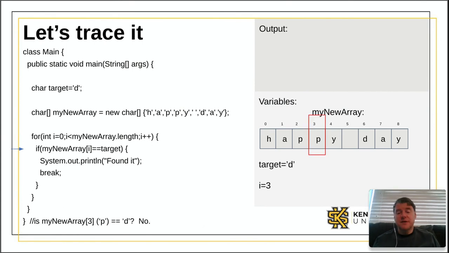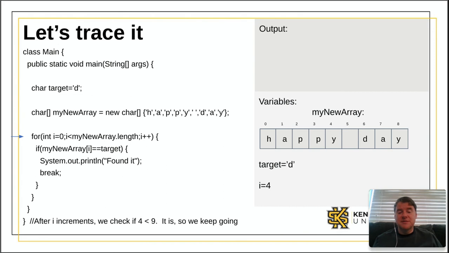3 is less than 9. So it checks is my new array at position 3 equal to the target. P is not equal to D. So bottom of the loop, back to the top. I is now 4. 4 is less than 9. If my new array at position 4, which is a Y, is equal to the target, Y is not equal to D, so we skip over that. Bottom of the loop, back to the top, I is now 5. 5 is less than 9, so we go into the loop. If my new array at position 5, which is actually a space, is equal to the D, it's not, so it skips over the if statement, bottom of the loop, back up to the top.